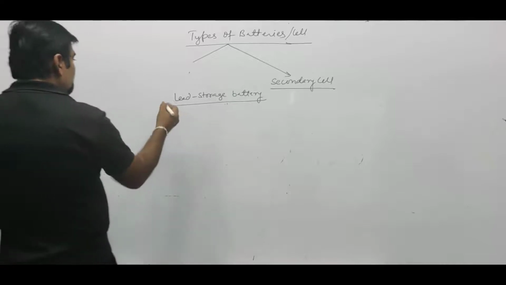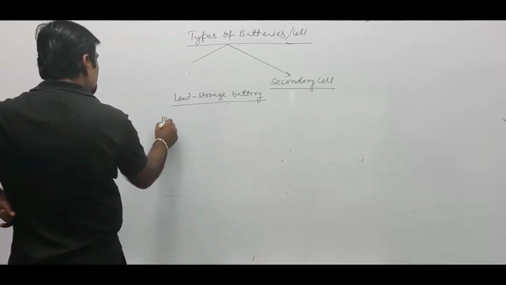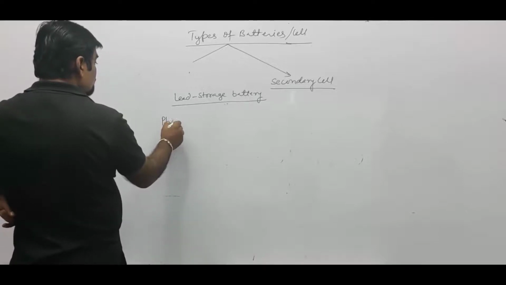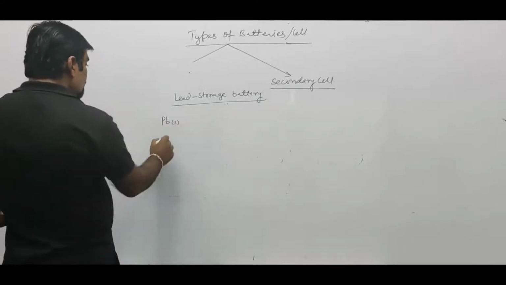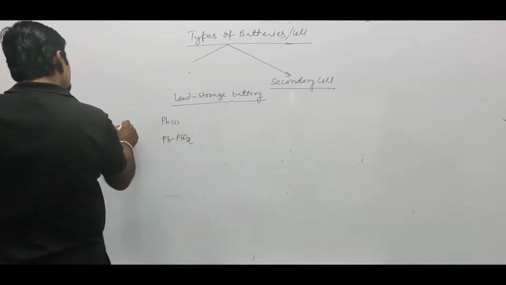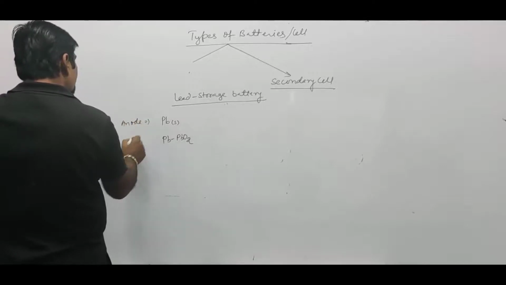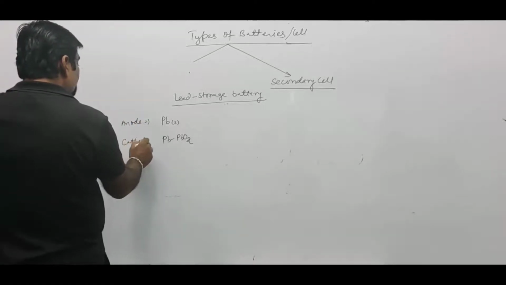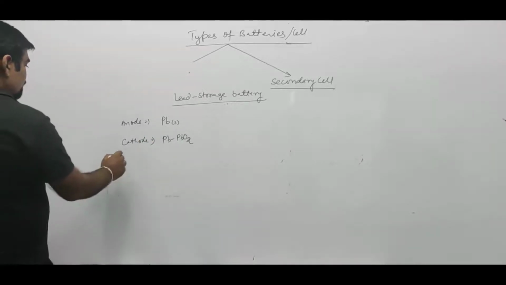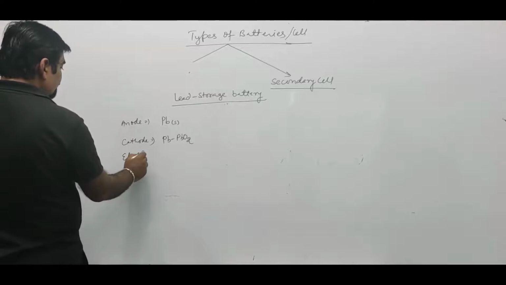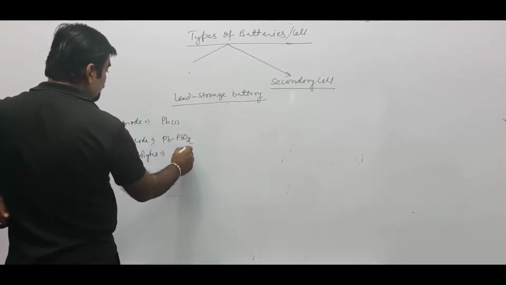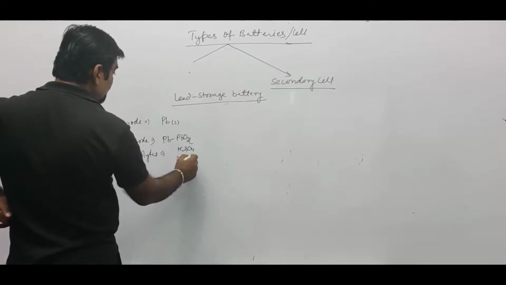If you see the lead storage battery, there is a lead rod. The lead rod acts as the anode. A lead rod coated with lead oxide acts as the cathode. There is an anode and there is a cathode. The cathode is made up of lead rod coated with lead oxide. The electrolyte over here we are taking is sulfuric acid, H2SO4, 30% concentrated sulfuric acid.